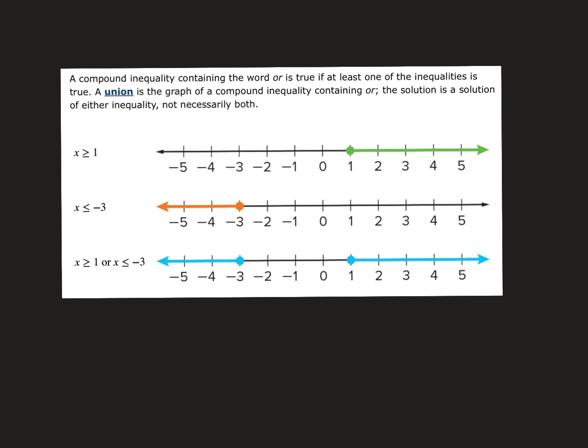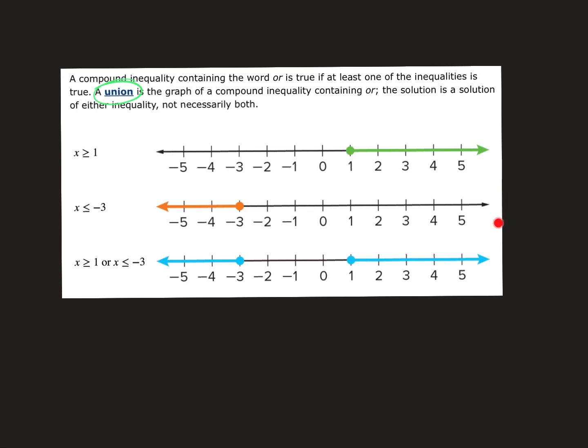Next we have a compound inequality that has the word or. The word or has to do with the union of the graphs. So if you notice, x is greater than or equal to 1 is graphed in green. x is less than or equal to -3 is graphed in orange. And then if you unite these two, if you put these two together, literally pick this one up, put it on top of this one, you would have this graph.